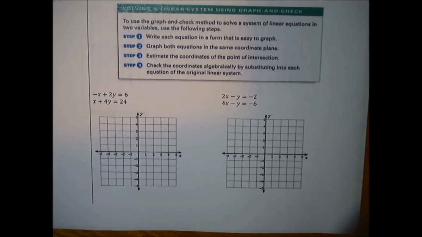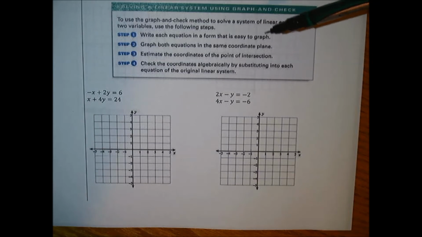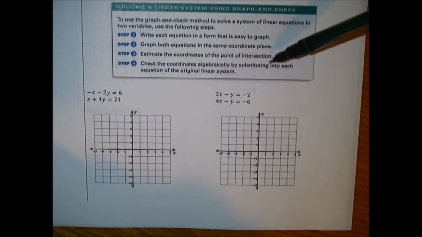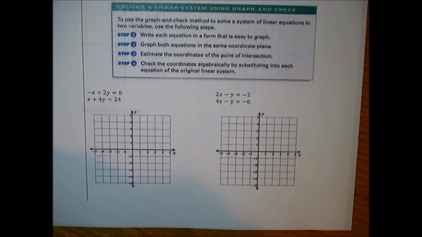Let's go ahead and look at, again, this is just from a textbook, copy pasted into here. So, solving a linear system using graph and check. You want to write each equation in its easiest form to graph. We can do that in slope-intercept form or standard form if it works out for us. Then graph both equations, estimate the coordinates of the point of intersection, and check the coordinates algebraically by subbing into each equation of the original linear system. A lot of words saying what we just did. You might find that this way works out pretty well, because I think it does.